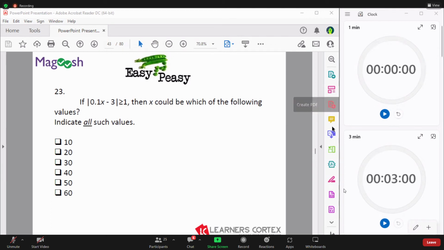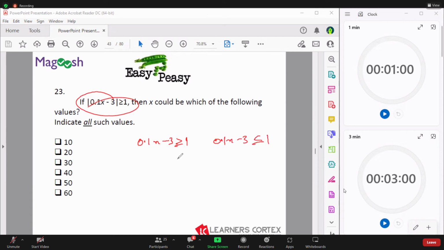So I guess except 30, all will be the answers. No, 30 would not be the answer. 20, 30, and 40. No. So this will have the solutions as 0.1x minus 3 is either greater than or equal to 1 or 0.1x minus 3 is less than or equal to 1.